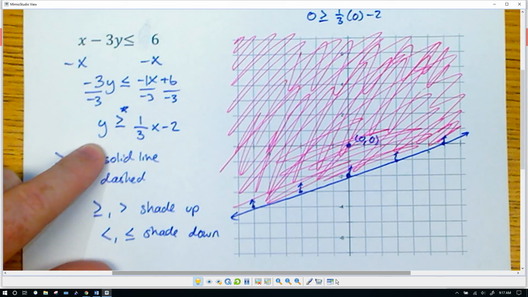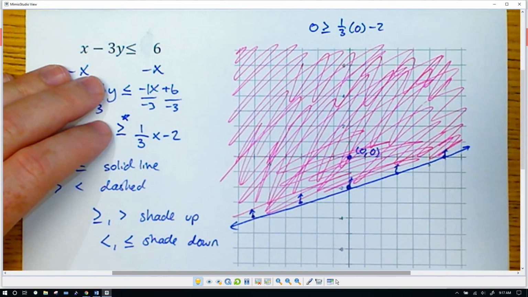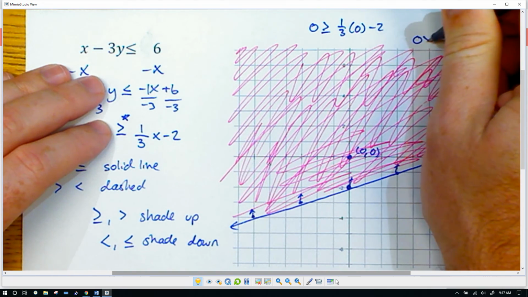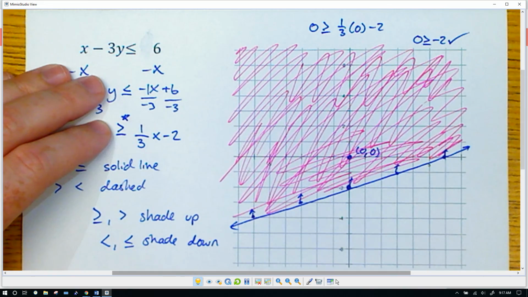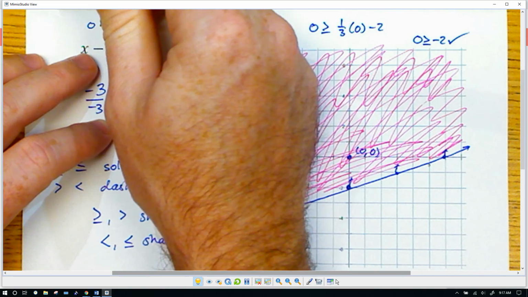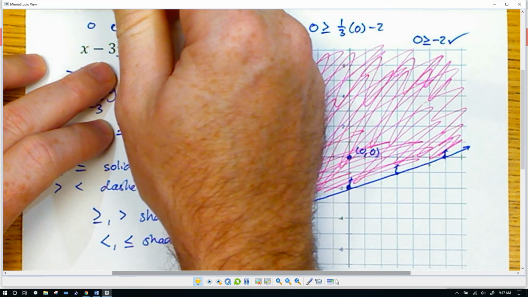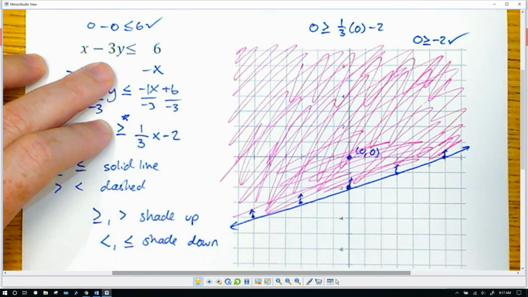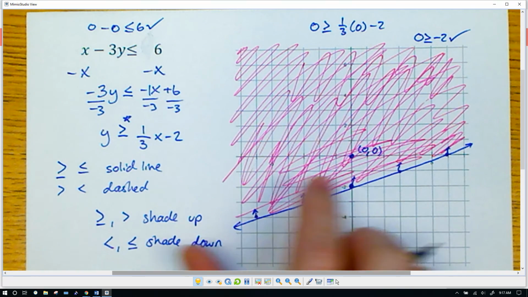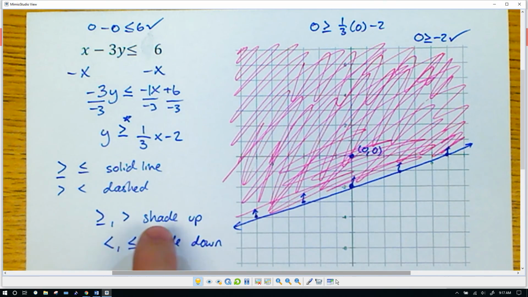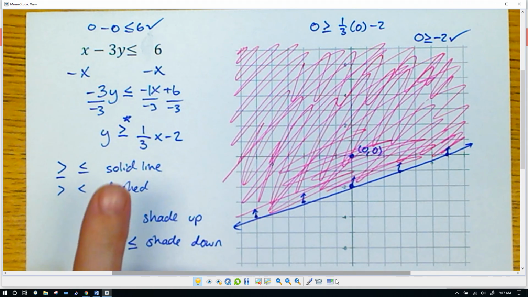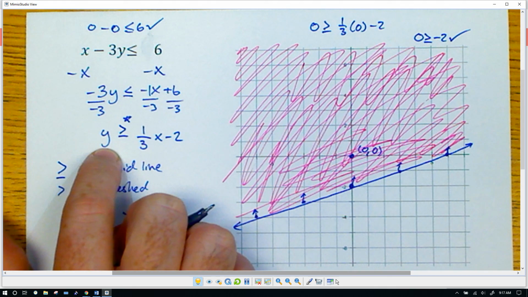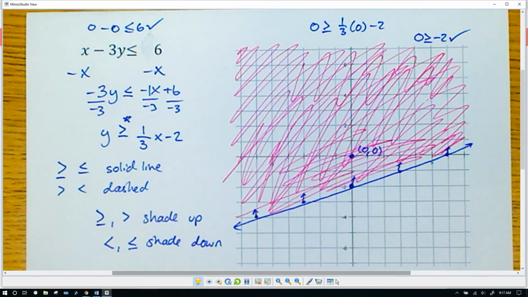1/3 times 0 is 0. Minus 2 is -2. So I'm going to get 0 is greater than or equal to -2, and that is indeed true. We'll plug it into the original one also. We're going to get 0 minus 0 is less than 6, and that is definitely true as well. So my little trick right here, with greater than shade up and less than shade down, works out. But I would preface this: it's only going to work when your y is by itself and it's not negative.